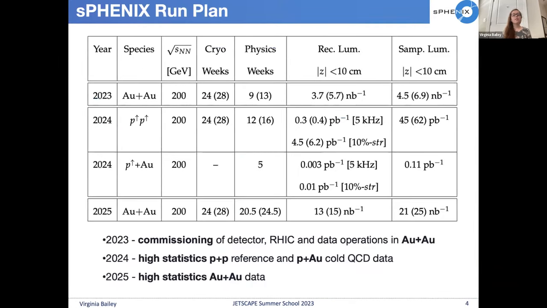So sPHENIX has a nominal 3-year run plan. So we're in the middle of the 2023 run, which is really designed for commissioning of the detector and getting everything running with RHIC and our data operations, taking gold-gold data. And then next year in 2024, we'll take our high statistics proton-proton data, which can be used as a reference for a lot of the measurements we want to do in gold-gold collisions, as well as for cold QCD measurements, and also proton-gold collisions that can be used to do these cold QCD measurements. And then in 2025, this is when we will take our high statistics gold-gold data set to do all of the really exciting measurements that I'm going to talk about later on in this talk.